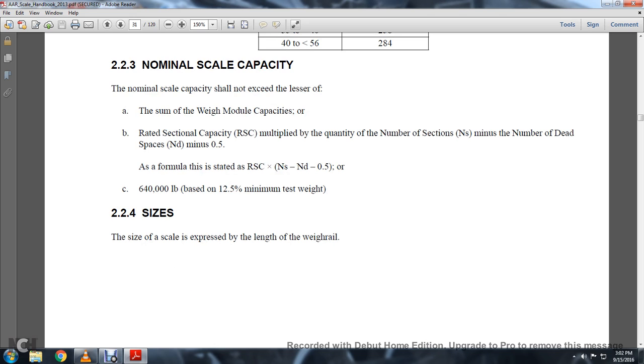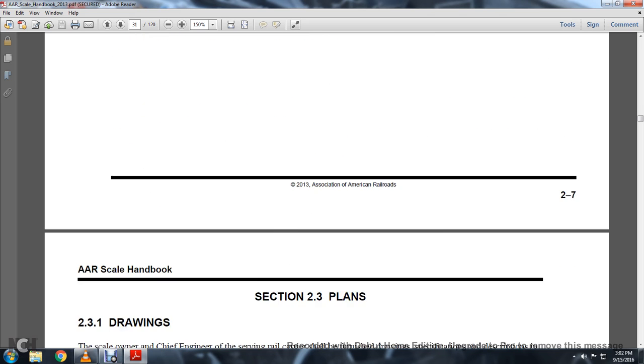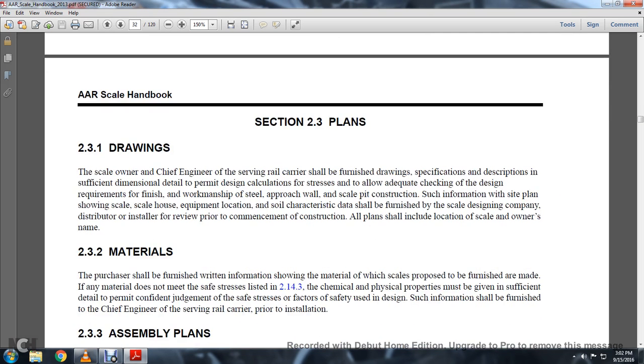2.2.4 Size of the scales is expressed as the length of the weighbridge along the rail. 2.3 Drawings. The scale owner and chief engineer of the railroad should be furnished drawings, specifications and descriptions with sufficient dimensions and detail to permit checking the design calculations, stress, and adequacy of the design requirements, finish, workmanship of the steel, approach walls, scale pit, and construction. Such information includes the site plan showing the location of the scale house and equipment, and soil characteristics. Data should be furnished by the scale design company and distributed to the installer for review before the commencement of construction. Plans should also include the location of the scale owner and names.